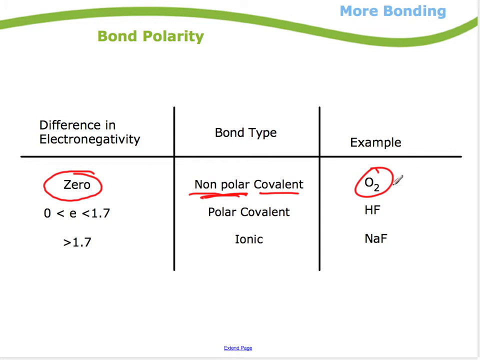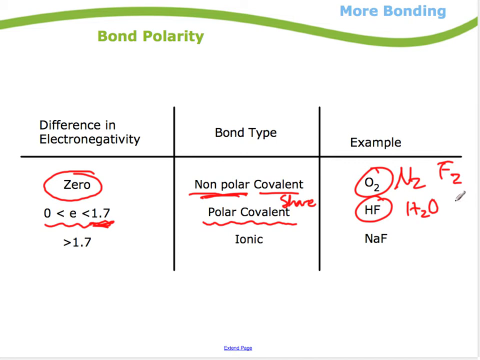An example would be oxygen or nitrogen or fluorine, any of those where they're diatomic, so the difference in electronegativity would be minimal. If I have a little bit of difference, up to about 1.7 is the number that they typically use, I have a bond called polar covalent. Typically those are ones where the electrons are being shared. An example might be hydrogen fluoride. Another example might be water. That's another example of a polar covalent bond.